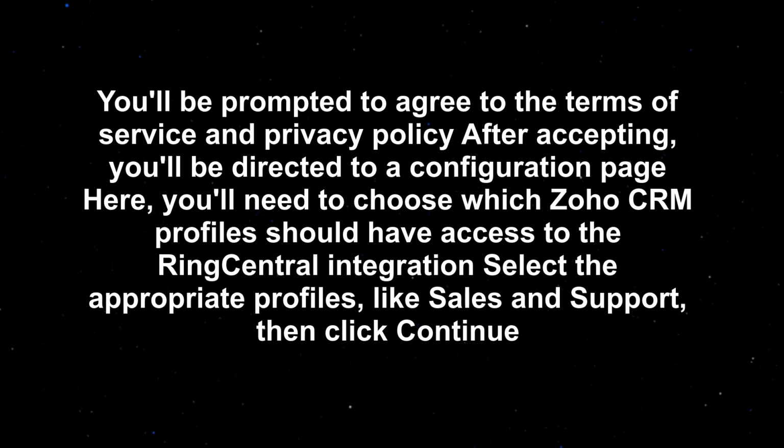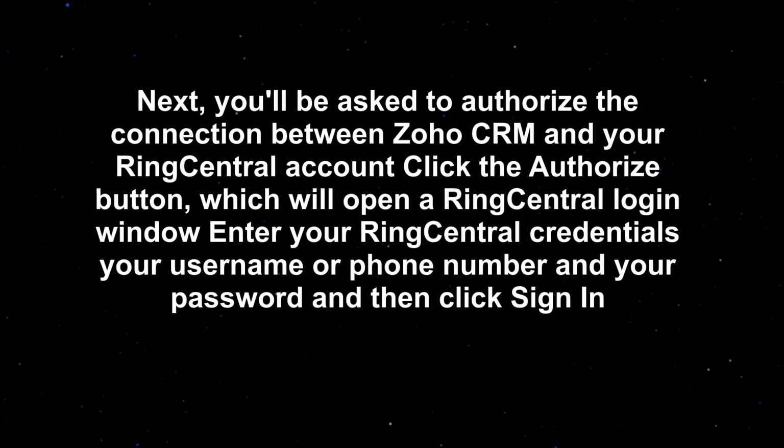You'll be prompted to agree to the terms of service and privacy policy. After accepting, you'll be directed to a configuration page here. You'll need to choose which Zoho CRM profiles should have access to the RingCentral integration. Select the appropriate profiles, like sales and support. Then click Continue. Next, you'll be asked to authorize the connection between Zoho CRM and your RingCentral account.